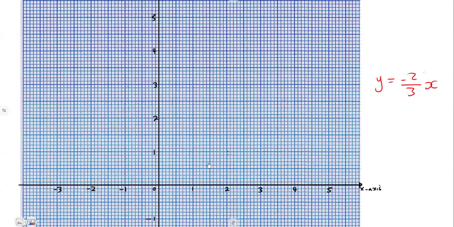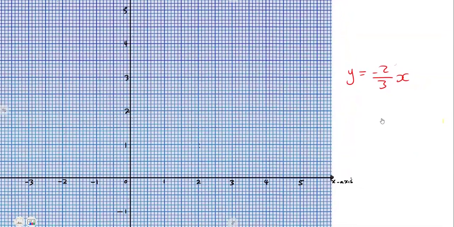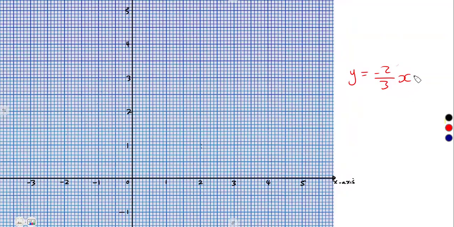I'm going to mark. All right, let us consider this one. All right, y is equal to -2 over 3x. Using the method that we are given here, what is our y-intercept? The y-intercept is simply going to be plus 0. Remember, y is equal to mx plus c. The y-intercept is not given, so that's the origin.